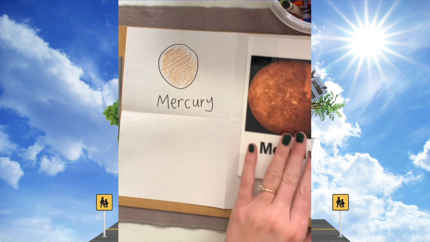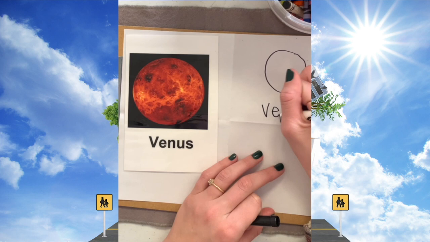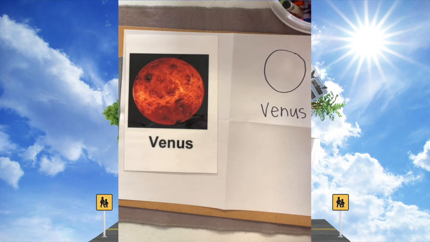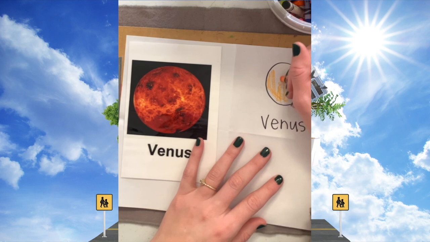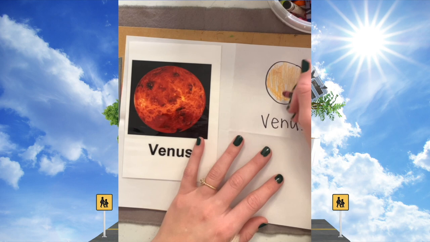Next, we have Venus. Put Venus here. The second planet from the sun, Venus. Venus spins backwards. It spins the opposite direction that the other planets spin. Also, did you know that one day on Venus is longer than an entire year on Earth? That's very long. Also, I'm looking at the surface of Venus, and it just looks really hot. It looks almost lava-like.